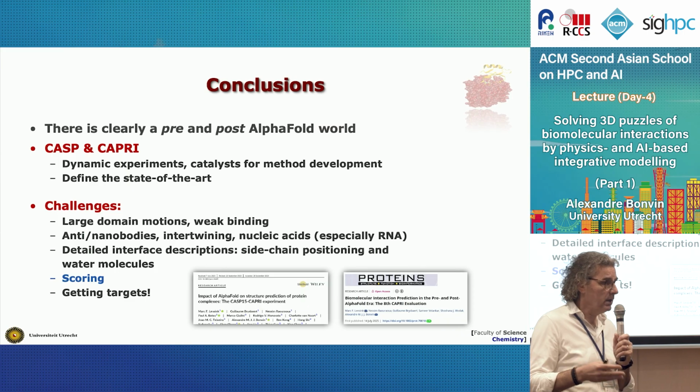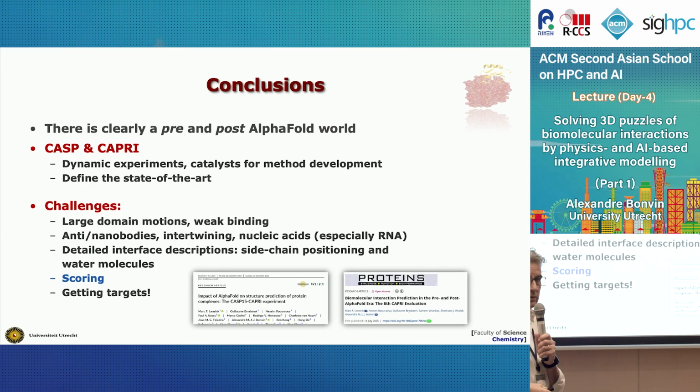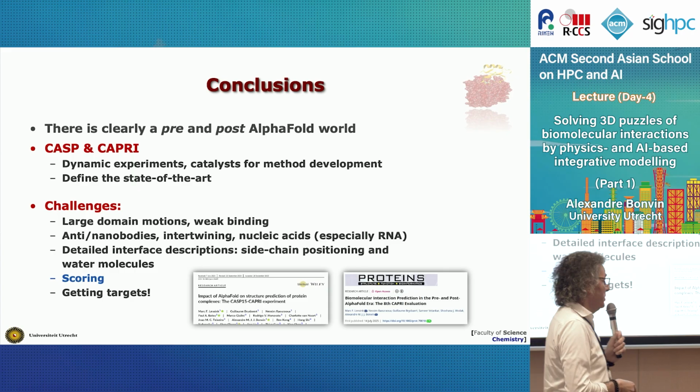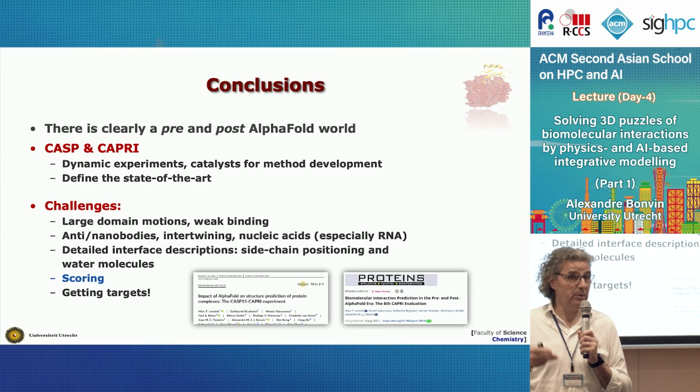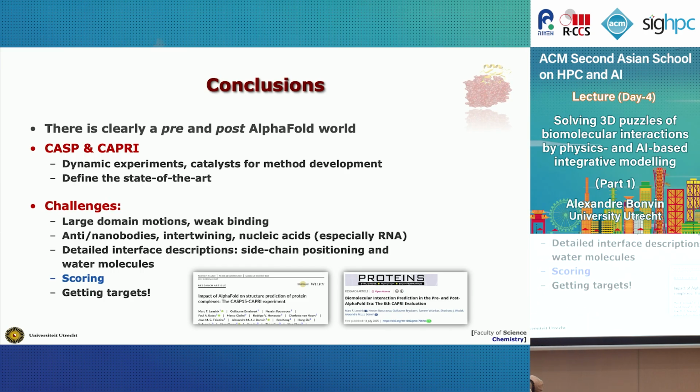So if you are working in methods, new methods to model interactions or model structure, you want to put your method to the test in such experiments. But you can see that there are challenges. Large domain motions, antibodies remain challenging. AlphaFold 3 is doing much better on those, but they reach about 50% success rate, but at the cost of a massive sampling again that not everyone can afford. And scoring, as I just showed you, is a big issue.